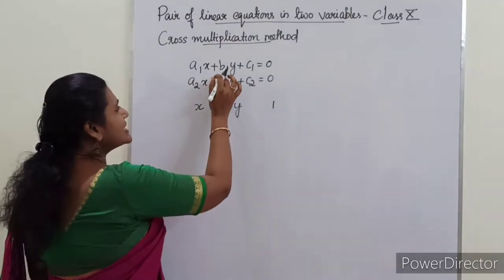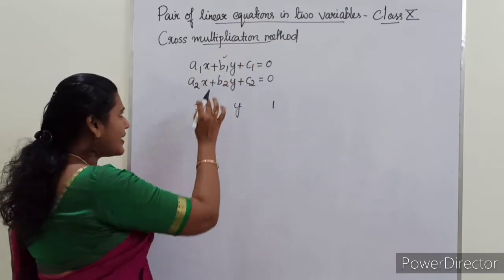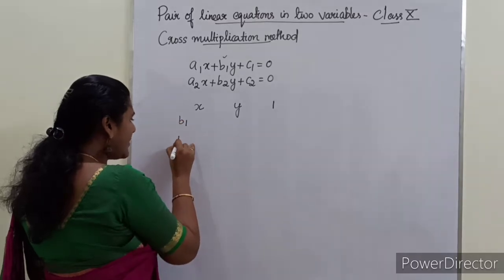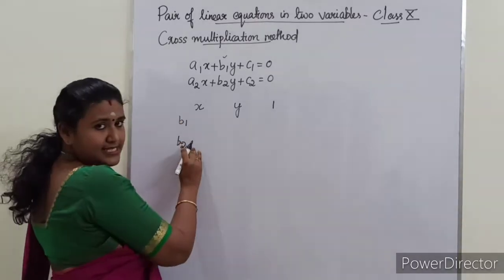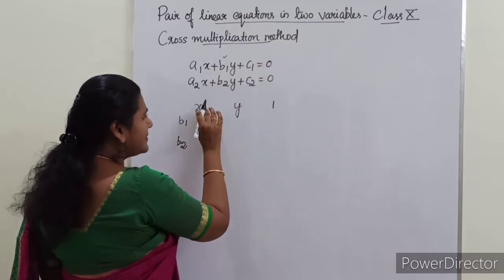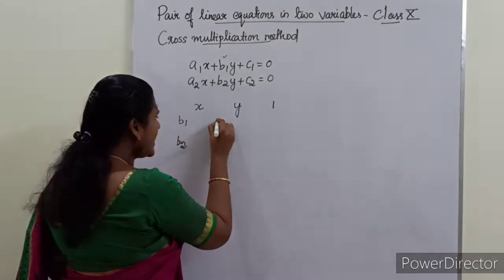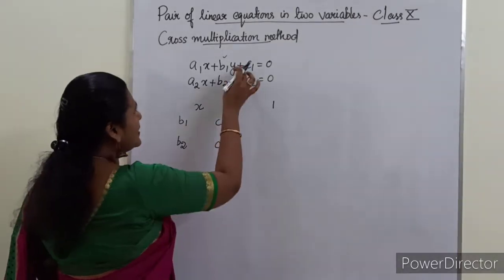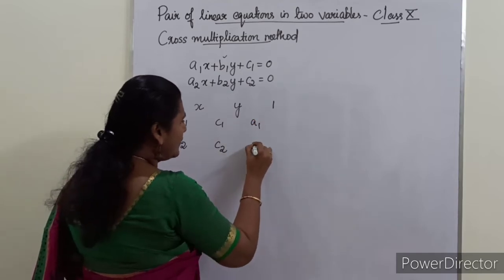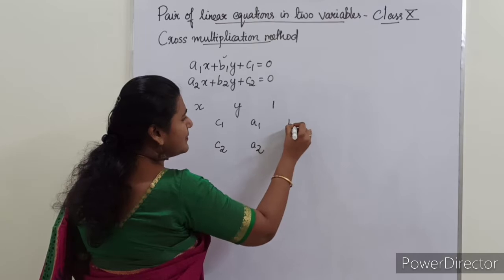Then you have to start writing from the coefficient of y, that is b1, b2. You have to write like this: b1, b2. Then you have to write the constant term, which should be written between x and y, that is c1, c2. Then we go to the coefficient of x, that is a1, a2. Then finally again the coefficient of y, that is b1, b2.